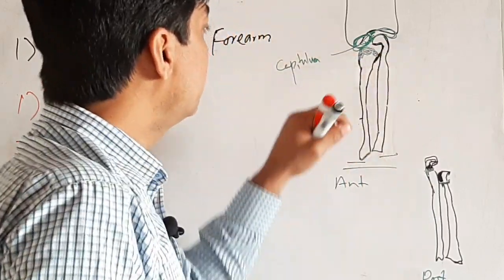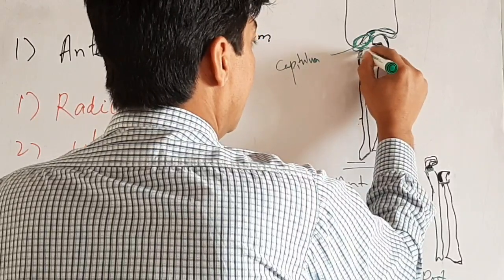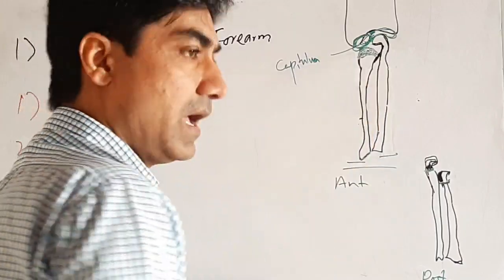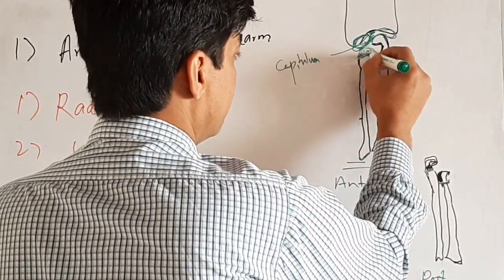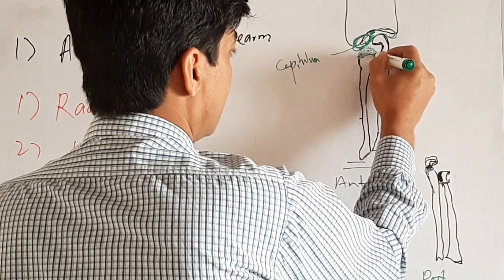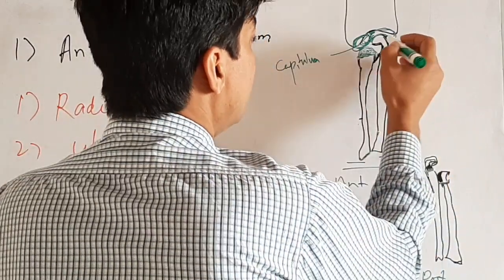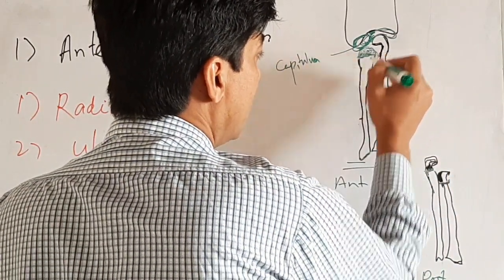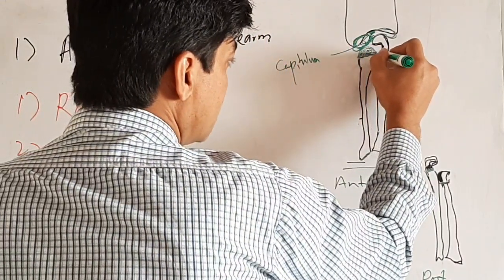and this head rotates freely when we rotate our hand backward or forward. For this rotation, there is another radial notch on the ulna. This is the radial notch of the ulna, also used to rotate our hand.